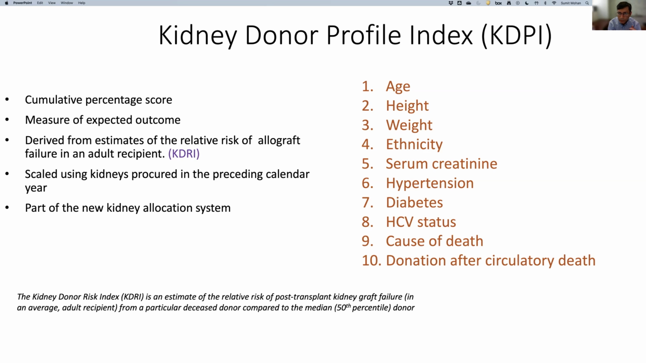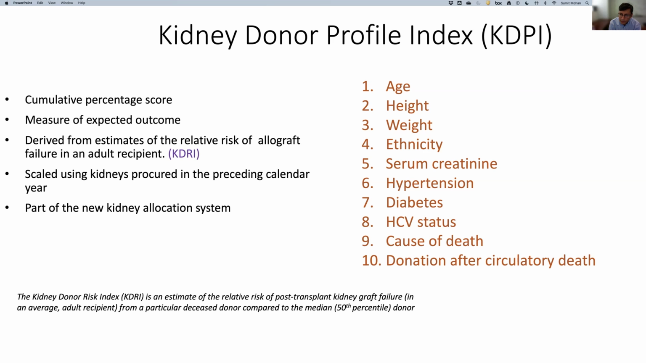It takes some features of the donor's demographics, their anthropometric measurements such as height and weight, their comorbidities such as diabetes, hypertension, hepatitis C status, the cause of death, and of course, since we're measuring kidney function, serum creatinine, right? Because it's a measure of kidney function, and this gets converted into a relative risk of failure or performance, which is called the KDRI, or the Kidney Donor Risk Index, which is the raw score.